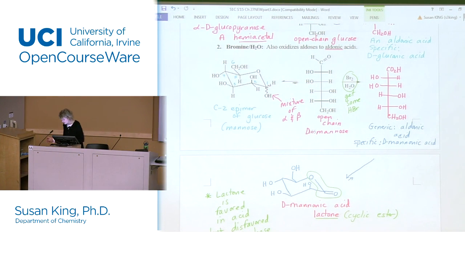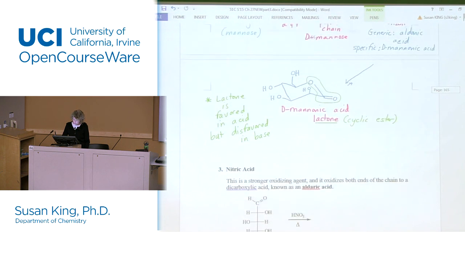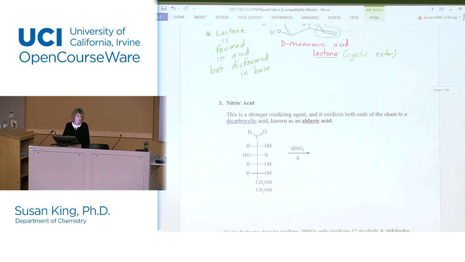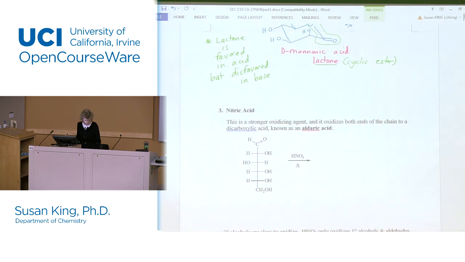All right, nitric acid is stronger. If you've already gone to discussion this week, we've talked about nitric acid. It is a stronger oxidizing agent. It's going to oxidize the aldehyde, and it's going to oxidize the primary alcohol on the other end. So HNO3 in heat. So this is open chain.